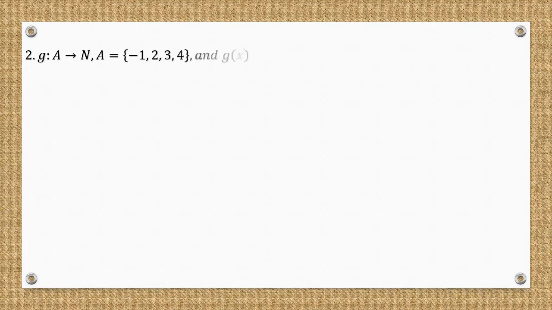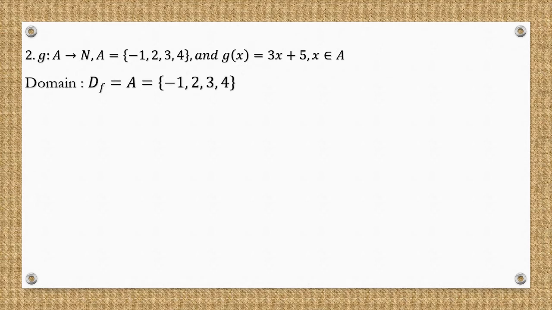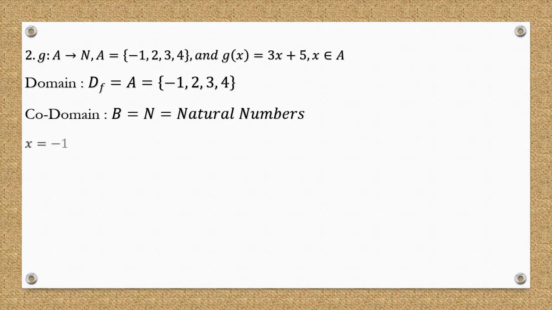G is a function from A to N. Now here N denotes natural numbers and A is -1, 2, 3, 4. G(x) is 3 times x plus 5. So domain is A, that is -1, 2, 3, 4. And then we have codomain is natural numbers from 1 to infinity. And then we will take the values of A, that is -1 and then 2 and then 3 and then 4, put them into our G(x) equation, 3x plus 5.